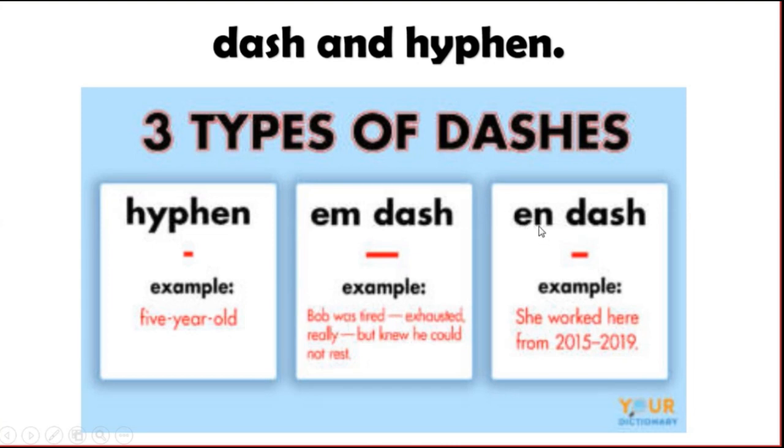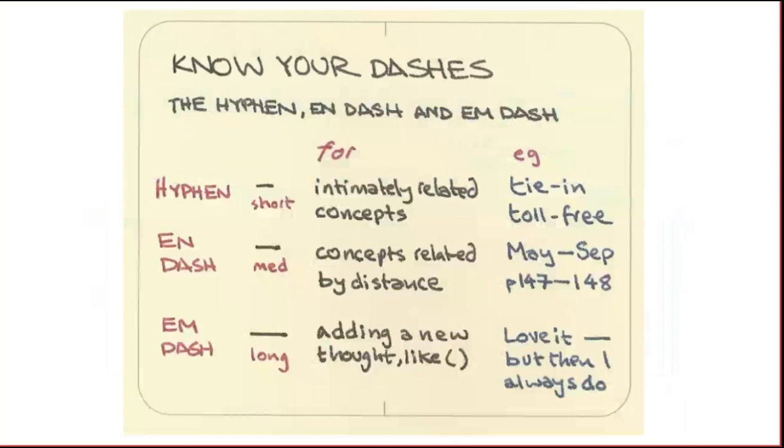N dash means size of n. This is small n. And m dash means size of m. Size of m means longer. This is shorter. So we shall discuss the three types of dashes first. Let us discuss about this.